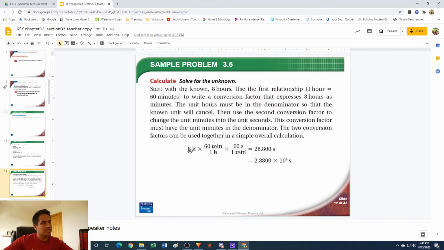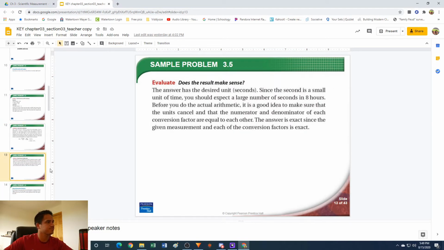So we take 8 hours times 60 minutes over 1 hour, or basically just times 60, equals 28,800 seconds. And if you want to, we can put it into scientific notation as 2.8800 times 10 to the 4th seconds. Okay, so the units that we're ending with are in seconds. And since the second is a smaller unit of time, the answer should be larger than 8 hours, right?